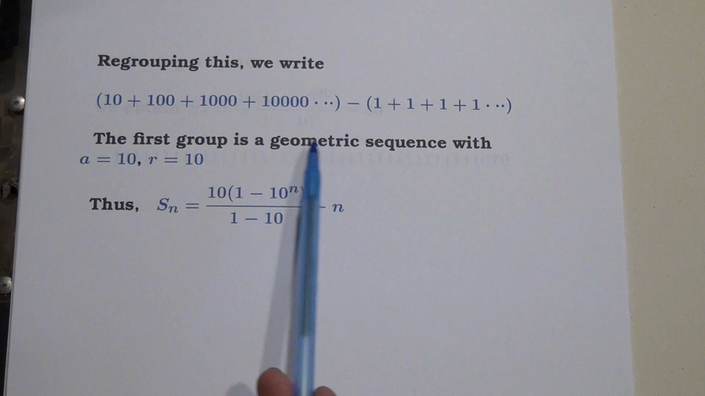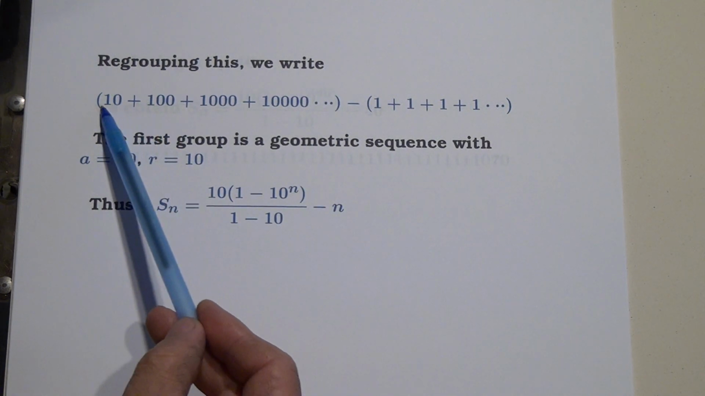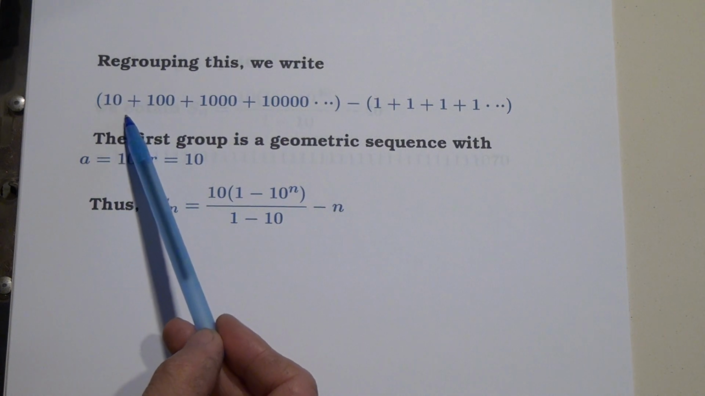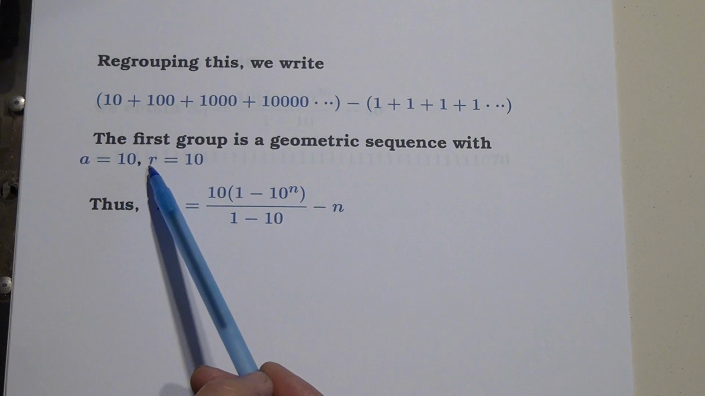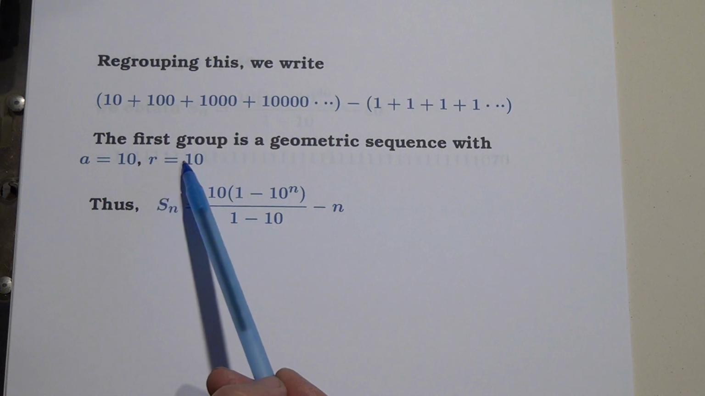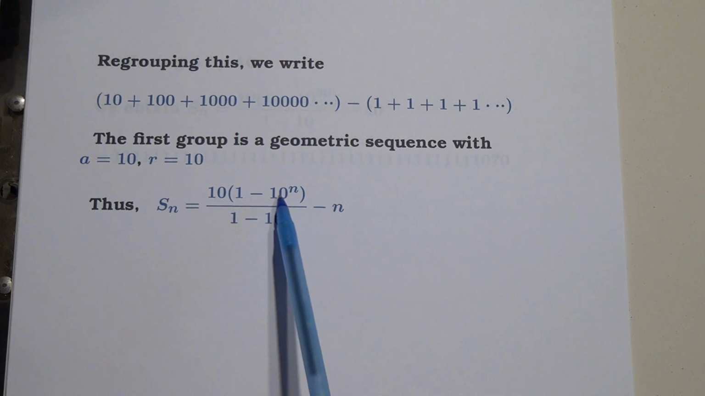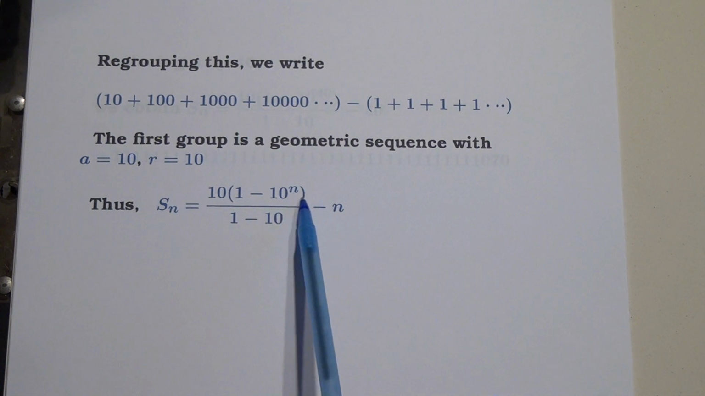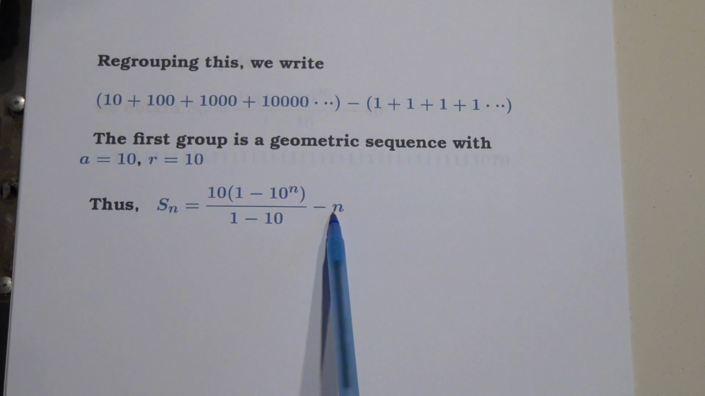So the first group is a geometric sequence with a equal to 10, r equal to 10. The first one, 10, is multiplied by 10, so a is 10 and the ratio is 10. So simply the formula comes out to 10 times (1 minus 10 to the n power) over 1 minus 10. After that, we just take out n.